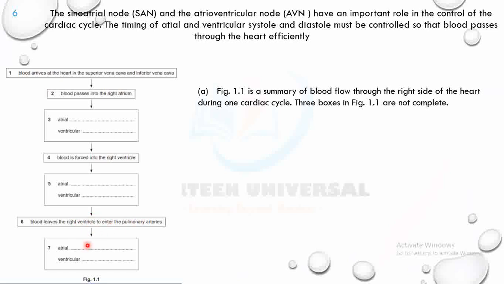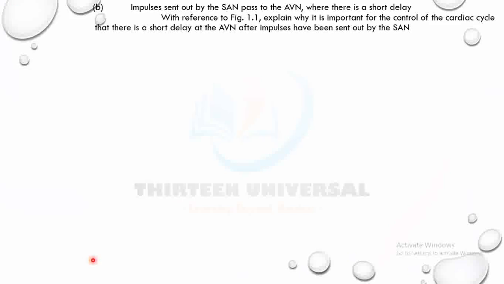Okay, so when this is done, the atria start contracting while the ventricle continues to relax. Is that okay? Alright, so I've completed it. It says impulses sent out by the SAN pass to the AVN where there's a short delay. With reference to figure 1, explain why it's important for control of the cardiac cycle that there's a short delay at the AVN after impulses have been sent out by the SAN.